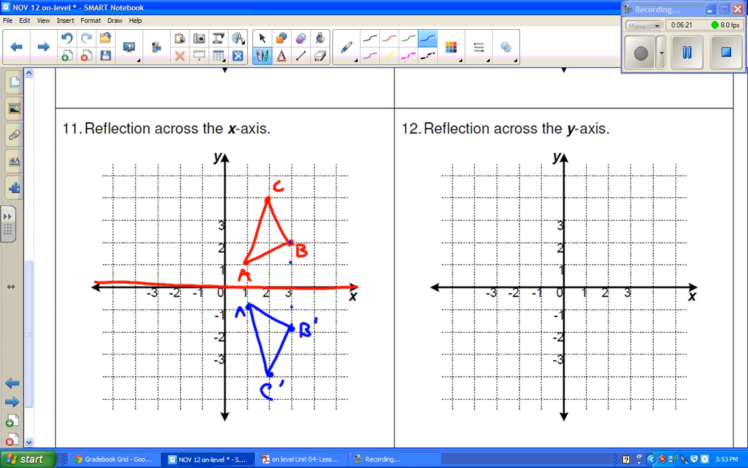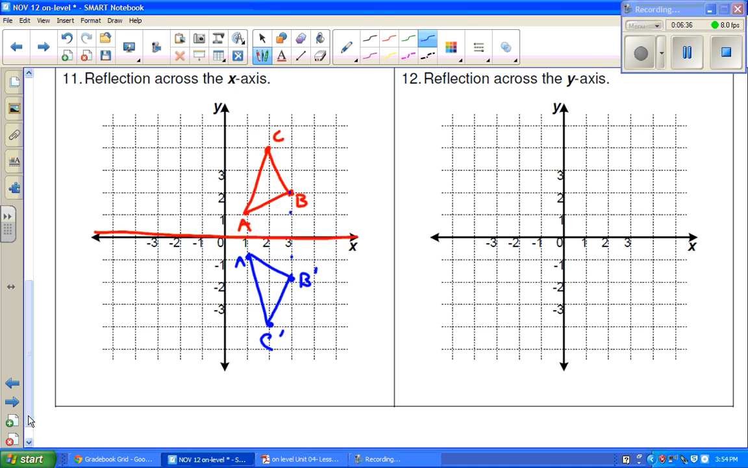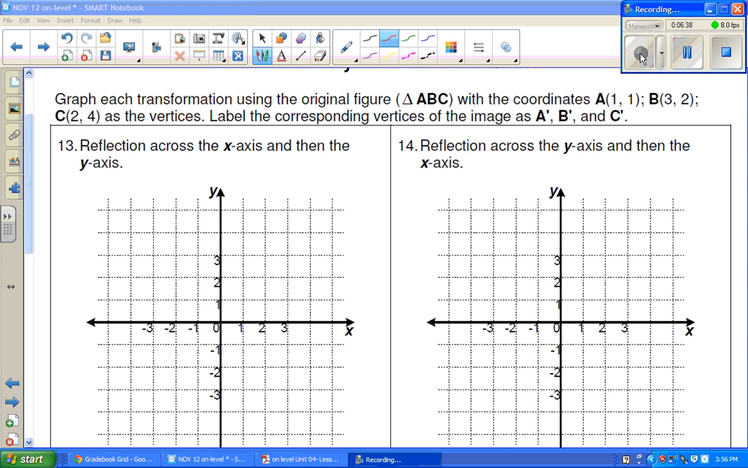Number 12 is a reflection across the y-axis from your original triangle, and you're going to do the exact same thing on your own. Pause the video, try it, see how you do. Okay, now we're going to take a look at number 13. Once again, we're going to use the same coordinates.